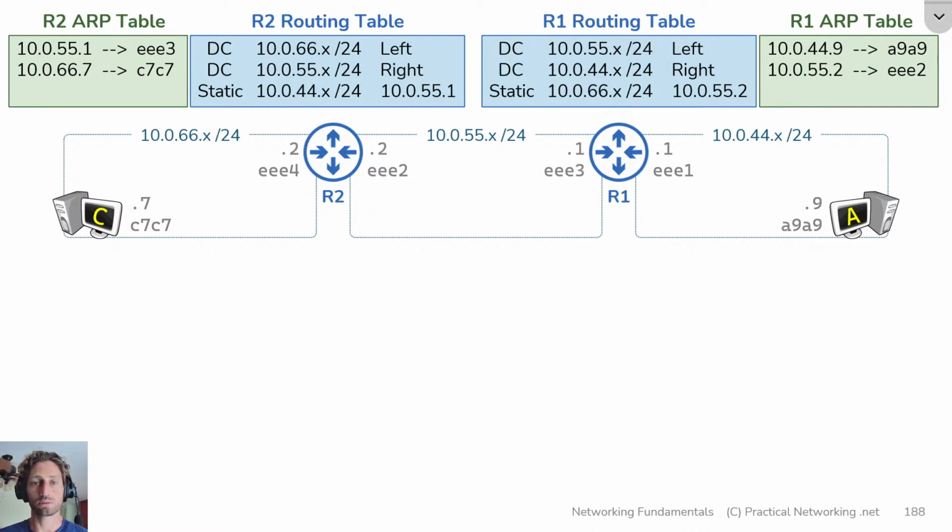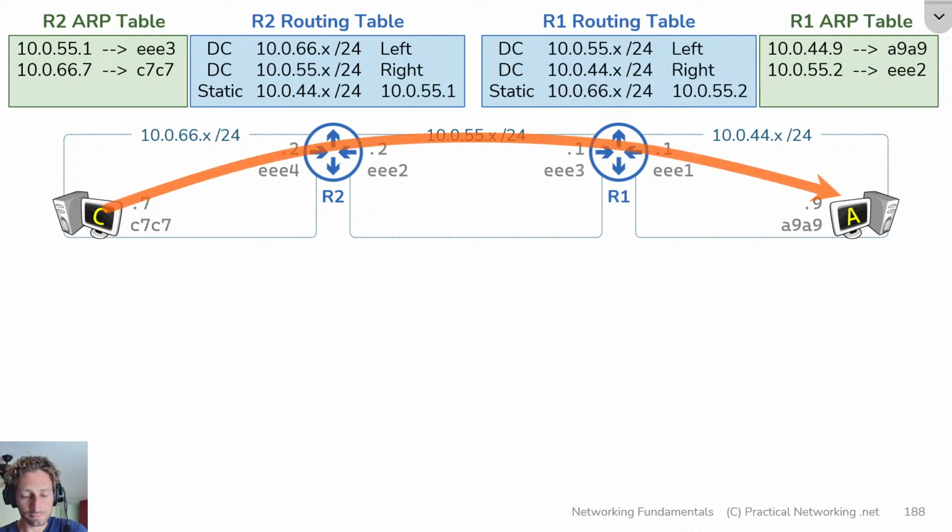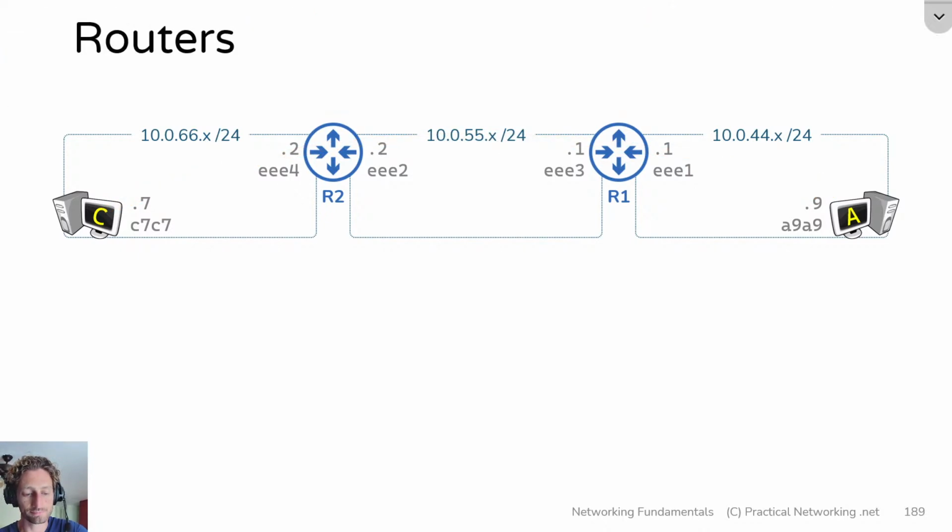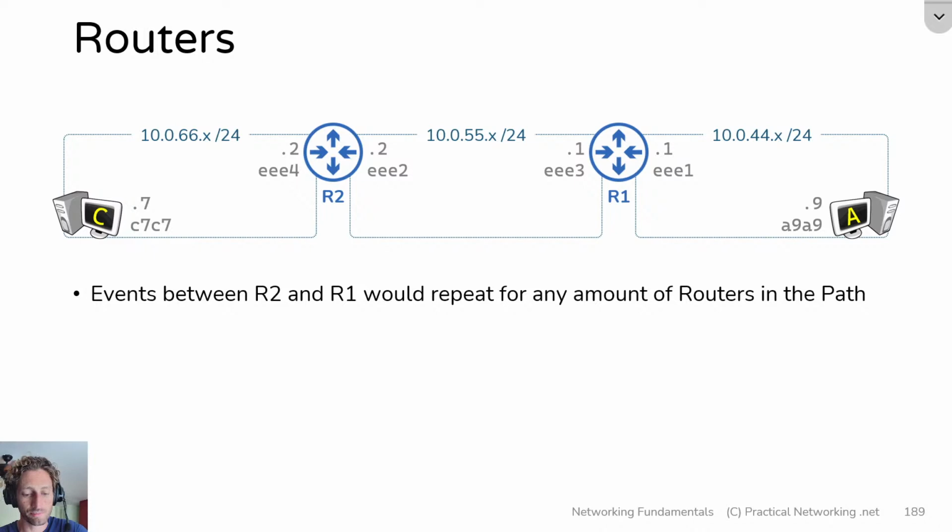Hopefully this shows you that the response went much quicker because we already had the ARP entries we needed to create all the layer 2 headers necessary. And that actually wraps up our lesson on routers, except for one final idea that I want to communicate to you.